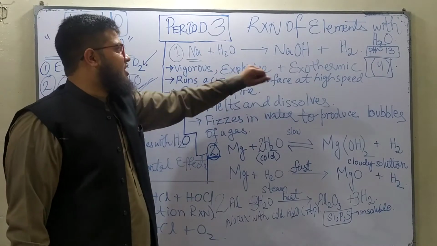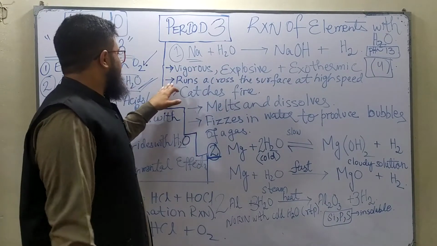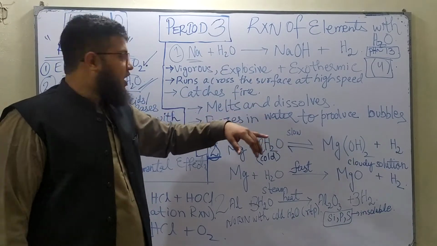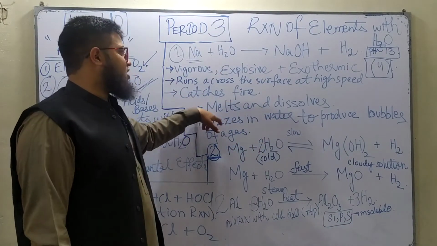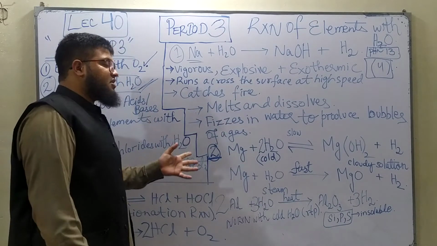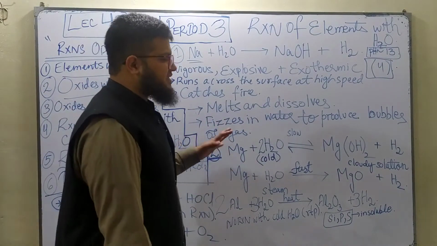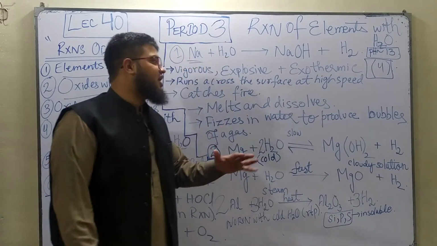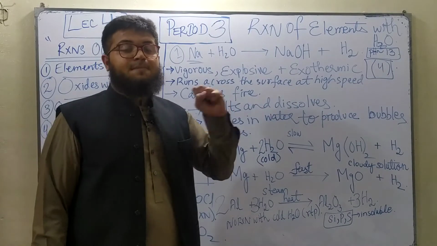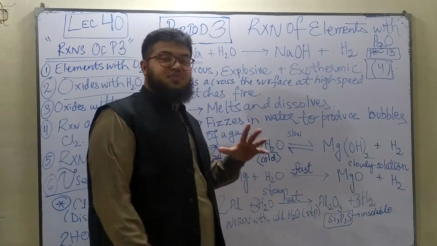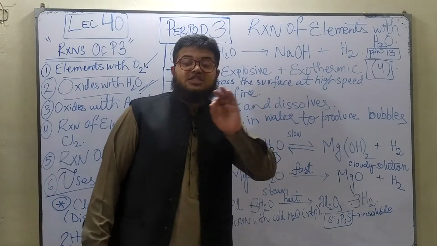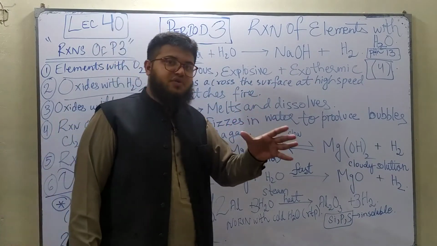Vigorous, exothermic and explosive reaction would be observed. It runs across the surface at high speed and catches fire. Okay, so you get 2 to 3 marks from here, and then it melts and dissolves, the 4th mark, and then it fizzes with water, producing bubbles of gas. Bubbles of gas is enough. Well, if you want, you can say that the bubbles of gas are produced, and the gas produces a popping sound with a lighted splint. Not a glowing splint. The test for hydrogen is a lighted splint. A pop sound will be heard.